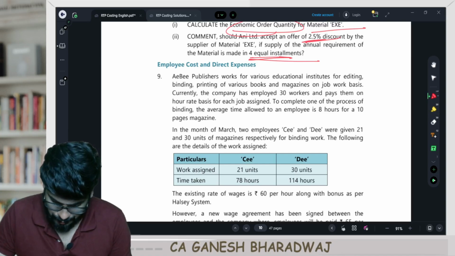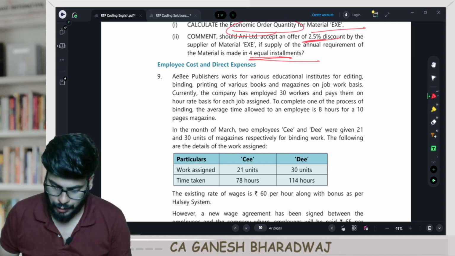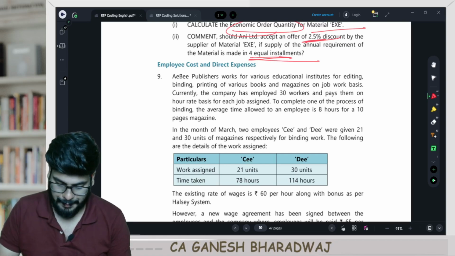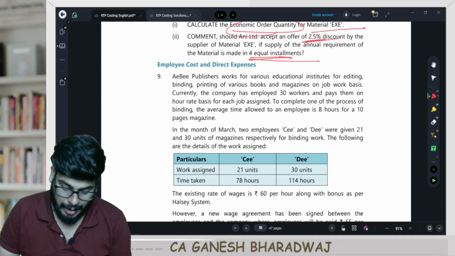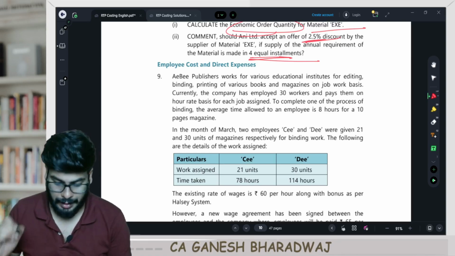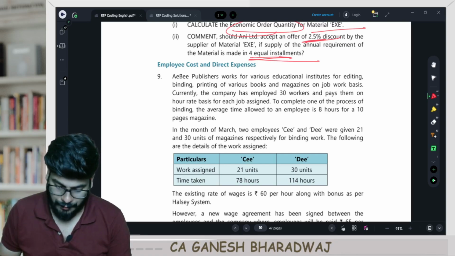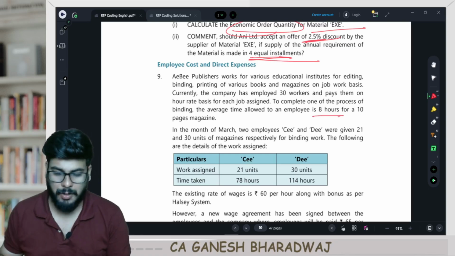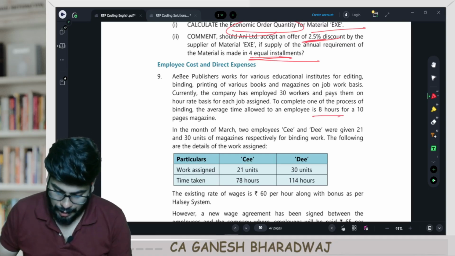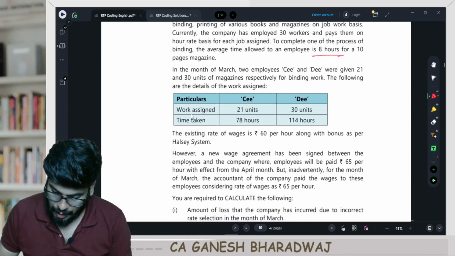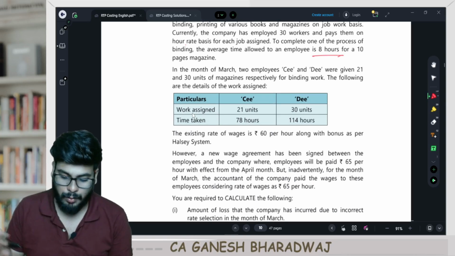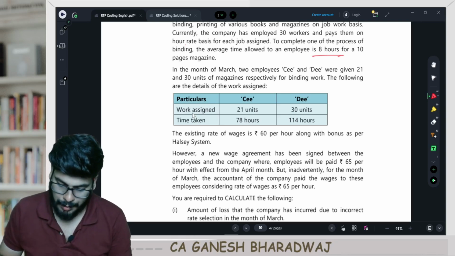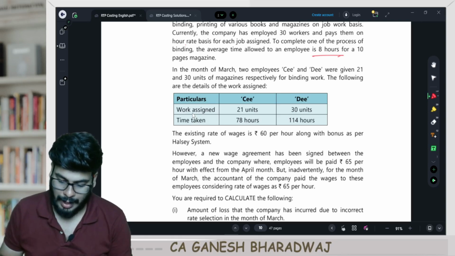AB Publishers works for various educational institutes for editing, binding, printing of various books and magazines on job work basis. Currently, the company has employed 30 workers and pays them on hourly rate basis for each job assigned. To complete one of the processes of binding, the average time allowed to an employee is 8 hours for a 10-page magazine. In the month of March, 2 employees, C and D, were given 21 and 30 units of magazines respectively for binding work. The following are the details of the work assigned.